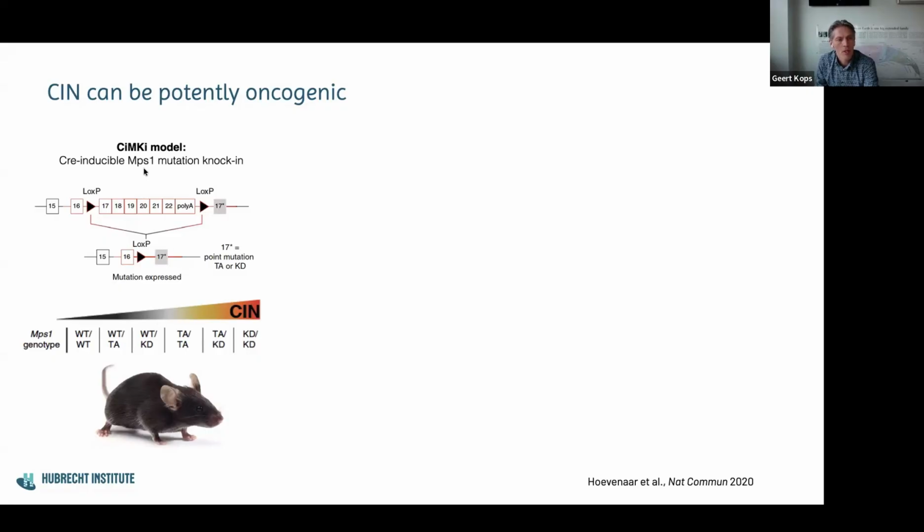This is a model that we call the Cre-inducible MPS1 mutation knock-in model. MPS1 is a mitotic regulator, one of the spindle checkpoint genes. It's a kinase. After Cre recombination, we can induce an exon with a particular mutation in the kinase domain. This mutation either reduces or completely kills the kinase activity. These mutations are called TA, a phosphorylation site mutant, or KD for kinase dead, which is one of the catalytic triad mutants. If we combine different alleles, we can get a gradient increase in the degree of chromosomal instability.